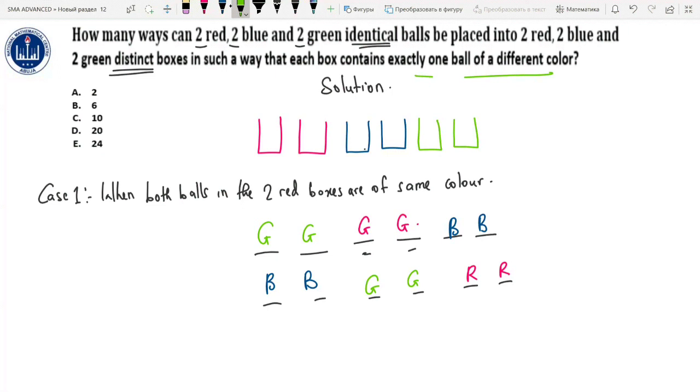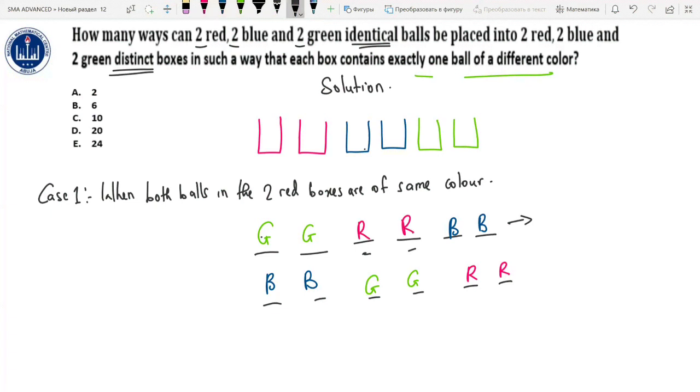So these are the only 2 possible configurations when both balls in the two red boxes are of the same color. So now, for each of these configurations, we're going to find the number of ways such a configuration can occur. So what do I mean? How many times can this occur? Remember, we have two green balls, but okay, this is meant to be red, sorry, not green. Let's be red. Yeah. Sorry about that.